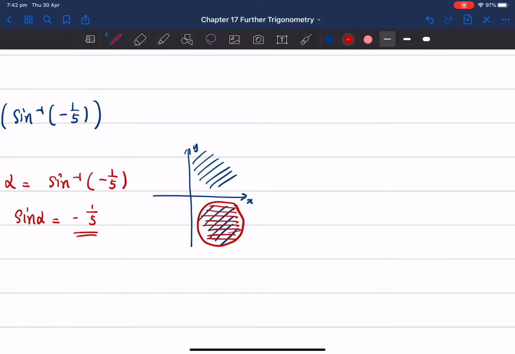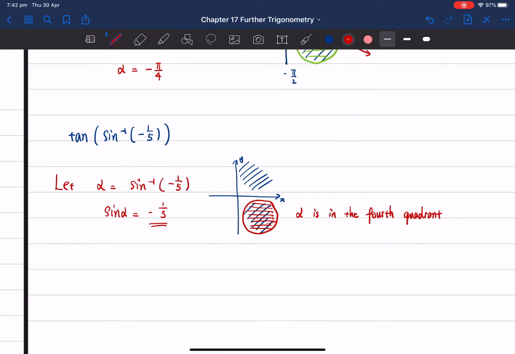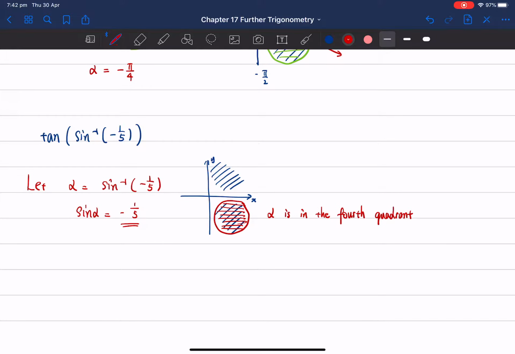Okay, alpha is in the fourth quadrant. All right, so once you know that, this is a very good foundation. Once you know that, we need to now go back to the question. Since we let this one equal alpha, we can now solve the question.